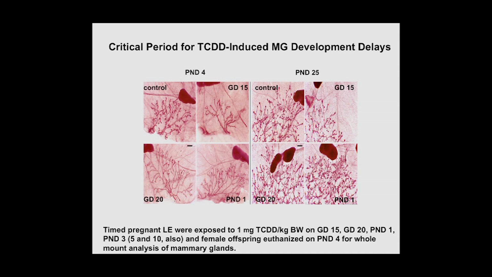We looked at postnatal day 4, shown on the left, and postnatal day 25, which is about the time of weaning, on the right. Compared to controls, the animals that were exposed on gestation day 15 had a more significant delay in development than at any of the other time points when we gave dioxin. So we gave dioxin on gestation day 20, postnatal day 1, 5, 10, etc. But only exposure at the time of breast bud development was critical for the delayed developmental effect that persisted over the animal's lifetime.